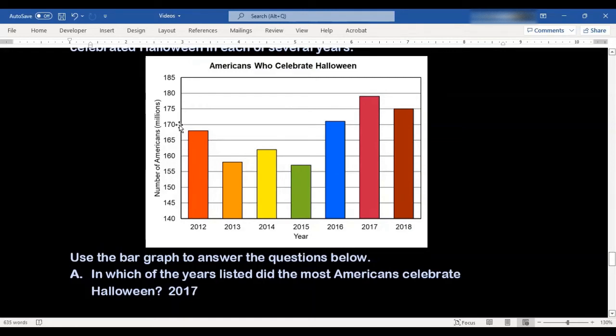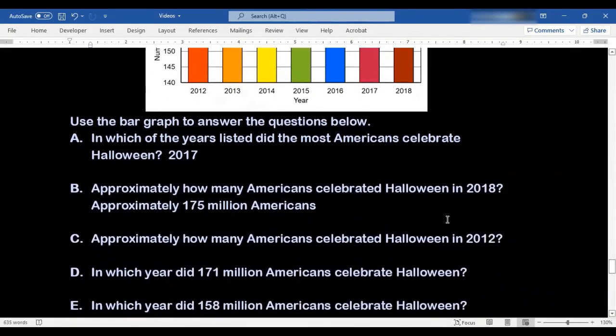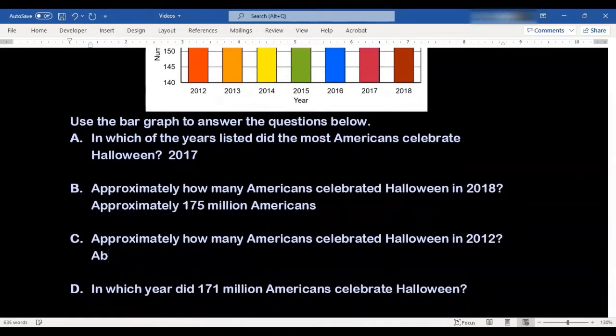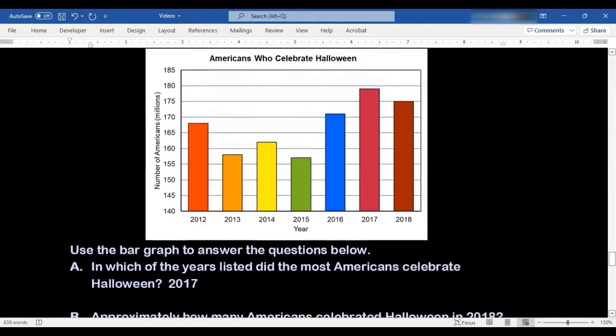I would say probably 168, because it looks like a little bit more than halfway. So maybe 168 million Americans. That seems to be about where it's landing, so that's what I'm going to go with. About 168 million Americans. One of the things that can be tough about using a bar graph, especially depending on the scale and the grid lines that are given to you, is it can sometimes be easy to estimate and sometimes a little bit harder to estimate what number the bar is actually going up to.